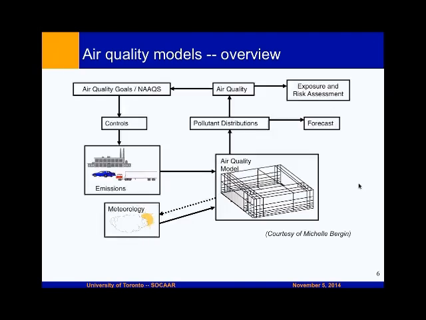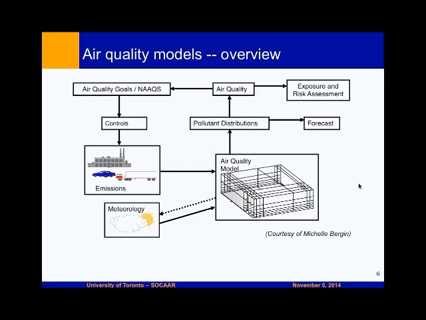So I showed you this picture before, what the general scheme and the larger scheme of the models are, but probably about 15 years or so ago, people started to realize that these models do a little bit more than they were just originally supposed to do, which was to provide four-dimensional distribution of pollutant concentrations, different pollutants and in space and time.